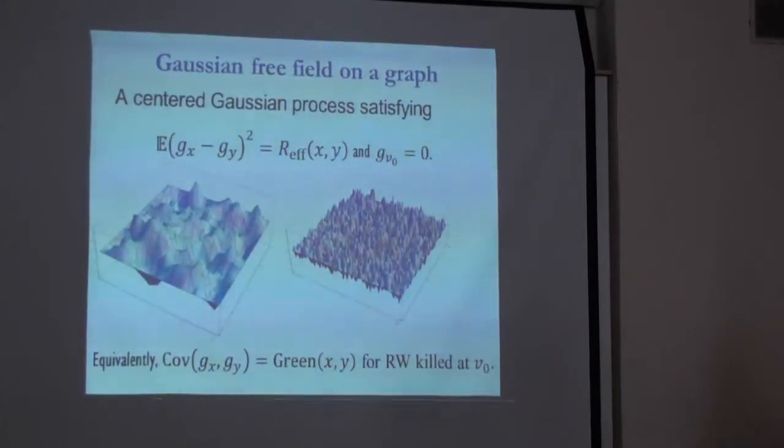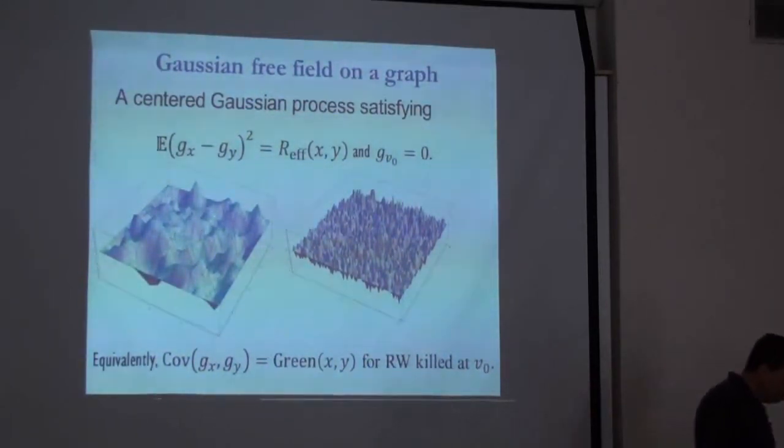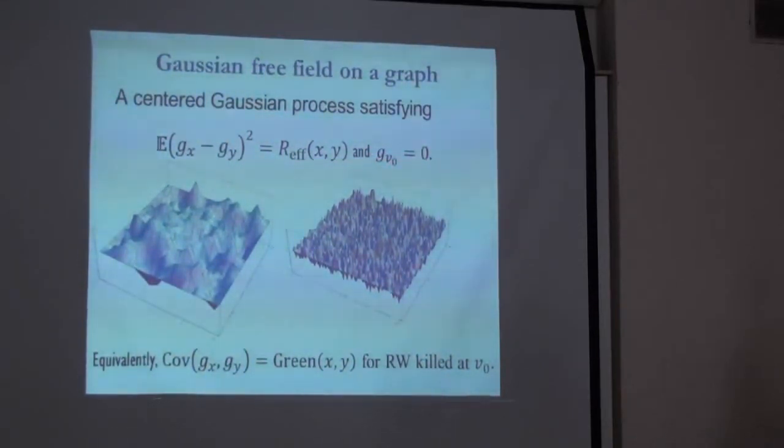So it has many equivalent formulations. And this is maybe a sign of its importance. Just like they say that the Eskimos have many words for snow because it's important for them, we have many definitions for the Gaussian free field. So one is that it's a Gaussian process, and the variance of the difference of the Gaussian process at two points is the effective resistance between the two points. This only tells you the height difference. So to fix the process, we fix a node V0 and make it 0 there. So this completely specifies the process.